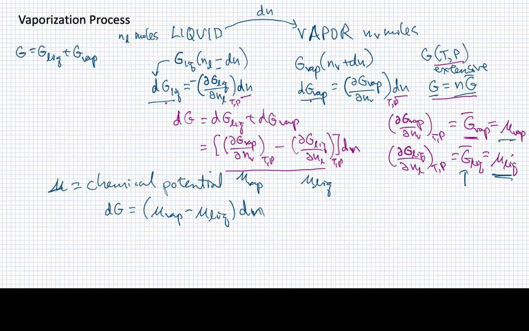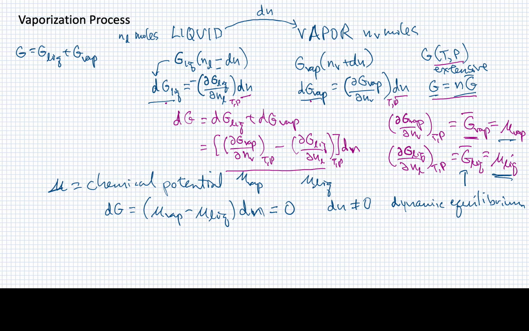Now, I also will note, though, that at a phase equilibrium, we know that the change in the total Gibbs energy has got to be zero. Now, what does that mean for this equation? Well, I know that dN is not equal to zero. Why? We have a dynamic equilibrium at work here, which means that constantly we've got moles of liquid becoming moles of vapor and vice versa.